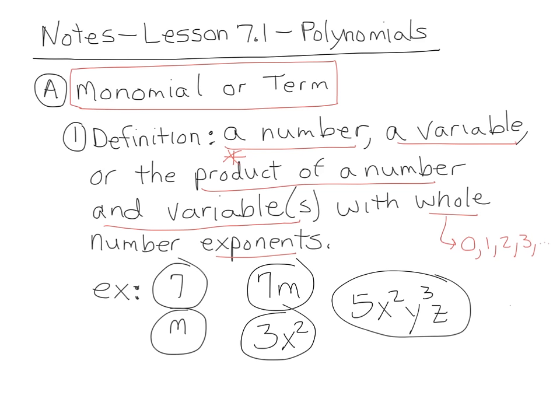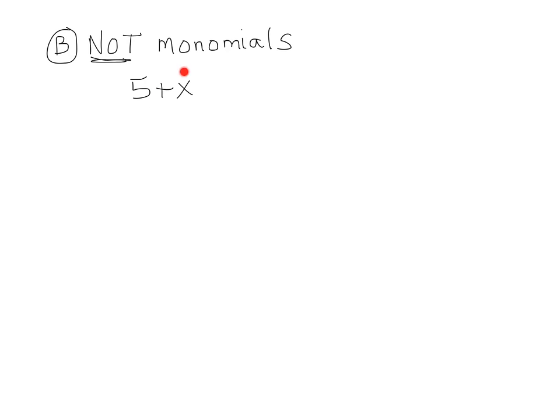All right, let's look at things that are not monomials. Remember, another word for monomial is term. So what's not a monomial? Here's something that would not be a monomial: 5 plus x. Why is that not a monomial? Because there's two things being added, a 5 and an x being added. Nope, not a monomial, because of that.